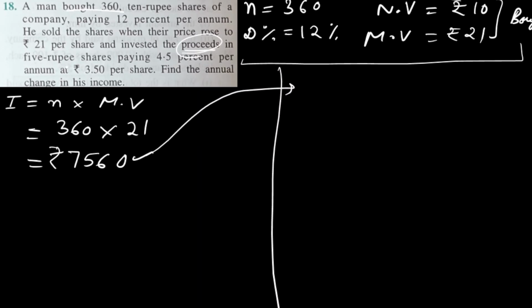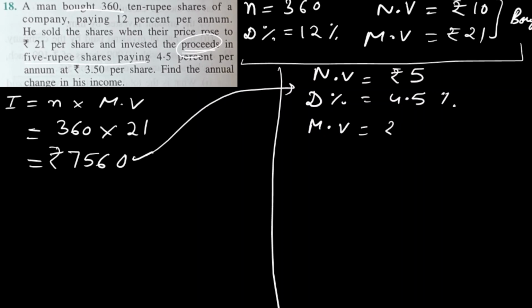let's read it, proceeds in 5 rupees share. So what is the nominal value in that company where he invested? He invested in some other company where the nominal value is 5 rupees. Paying 4.5%. So what is the dividend percent in this company? 4.5% per annum at, what is the meaning of at? Means market value. What is the market value? 3.50 per share. So find the annual change in the income. I hope you have understood the question.